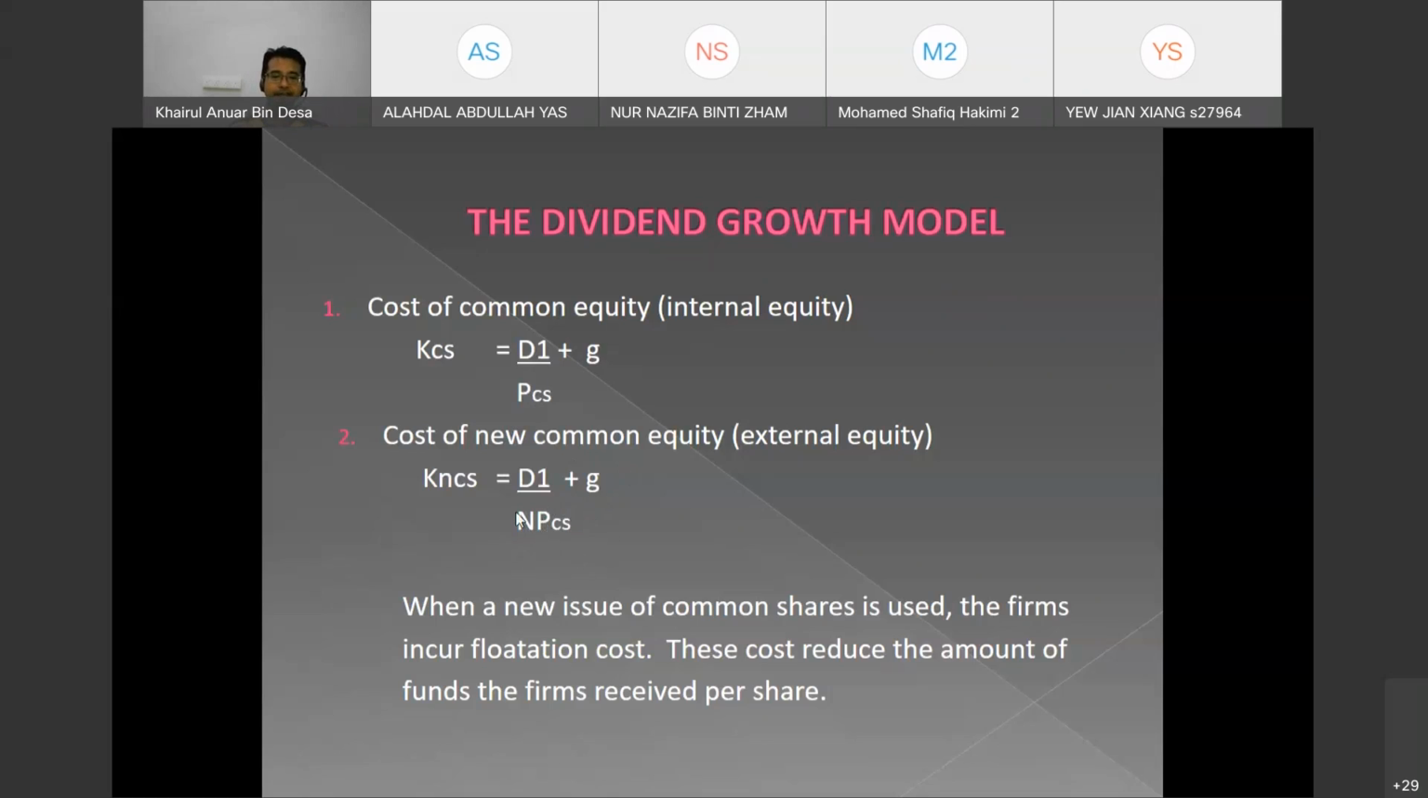Net price, we know, involves flotation cost. This one has no flotation cost involved, because this is internal equity. This is the external equity, where I have incurred the flotation cost. That's why here it is the net price. We have to deduct the flotation cost involved.